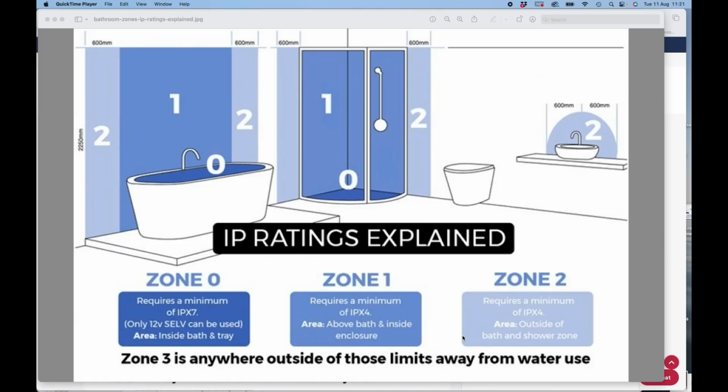So what I'm going to do is pull up an image on the screen and talk you through it. Right, okay, so I've just gone online, like I said, and typed in IP rating, zones, bathrooms, and you'll come up with a bunch of websites that show you these things. I've clicked on this image and this looks just as good as any.